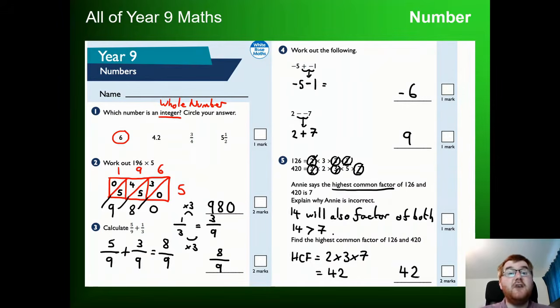So it's nice when they write the question like that. It means you don't have to go through that process of drawing factor trees. So thank you, White Rose Maths, for not having to go through that particular process.